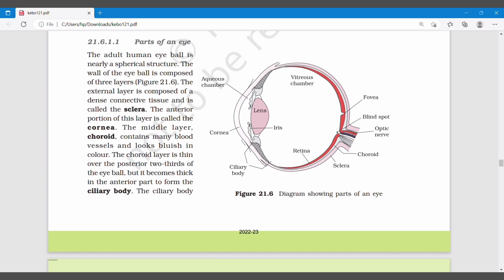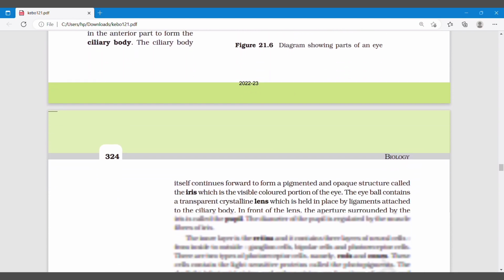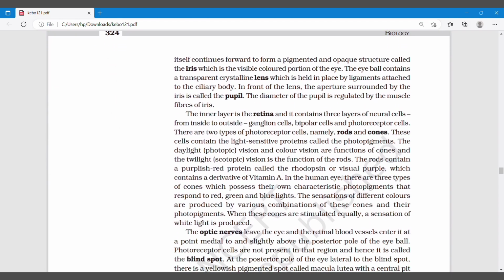The choroid layer is thin over the posterior two-thirds of the eyeball, but it becomes thick in the anterior part to form the ciliary body. The ciliary body itself continues forward to form a pigmented and opaque structure called the iris, which is the visible colored portion of the eye. The eyeball contains a transparent crystalline lens which is held in place by ligaments attached to the ciliary body. In front of the lens, the aperture surrounded by the iris is called the pupil. The diameter of the pupil is regulated by the muscle fibers of the iris.